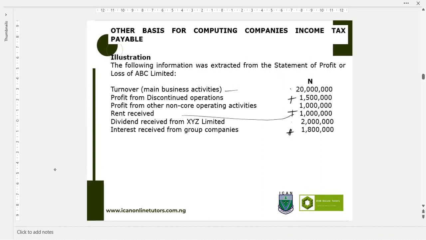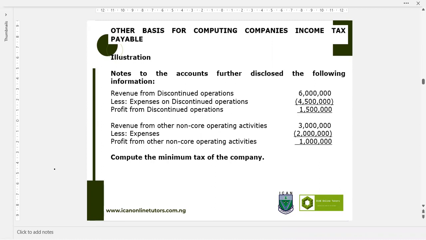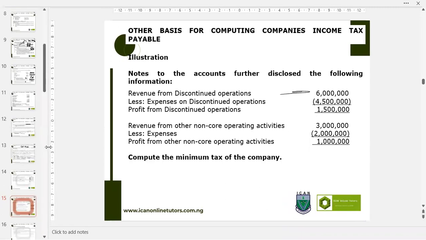No, sorry, it's not even the profit that we need, because it's minimum tax we want to compute. It is the revenue itself that we need. Do you understand? So it is the revenue itself that we need. So let me add some slide.